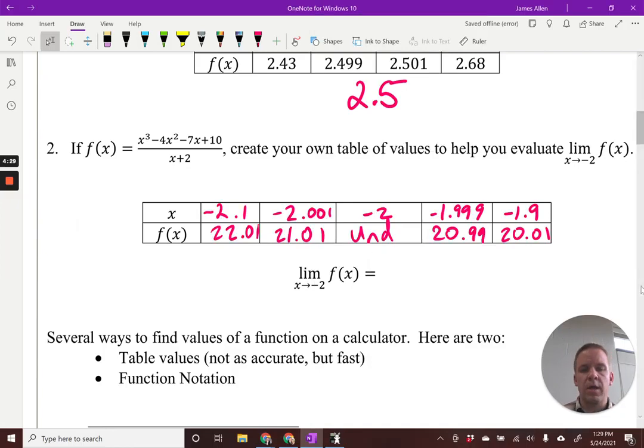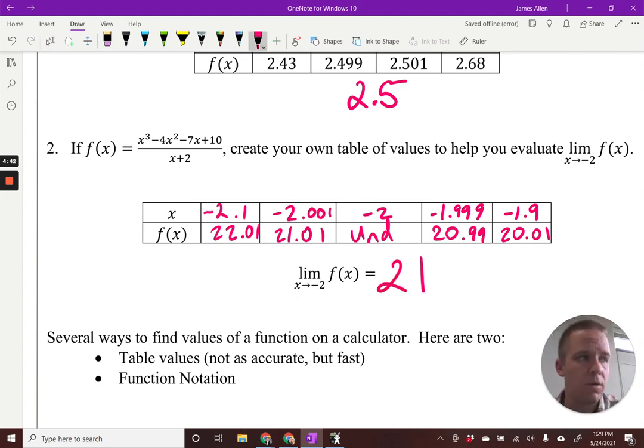All right, and there we go. So I put in just a couple of them there as we got closer to that negative 2, and we did have that undefined. But let's see, can we see what it is approaching there? It definitely appears that it is approaching, from the left and from the right, f of x equaling 21. Okay, so the limit of f of x as x approaches negative 2 of this particular function would be 21. Cool.